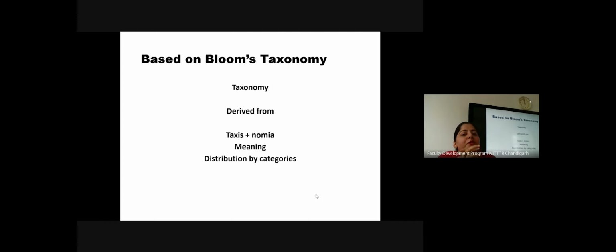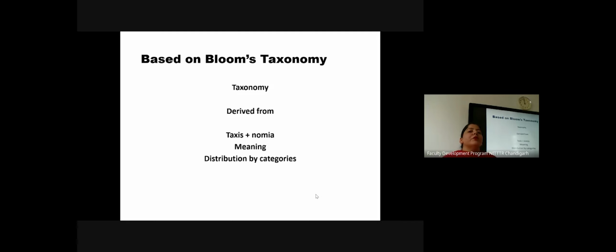So when it comes to the taxonomy, it is derived from two Greek words, that is taxis and nomia. So when we say taxis, taxis means an arrangement, and when we say nomia, nomia represents distribution. So taxonomy means distribution by categories, or in simple terms, it is the classification of different skills that we need to develop among student population.